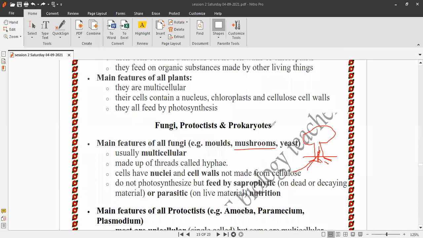But sir, there are some fungi in the seas that don't have hypha. Can you give me an example? Sir, I'm sure there is one that doesn't have hypha, but I don't know an example. Habibi, I said, can you give me an example?